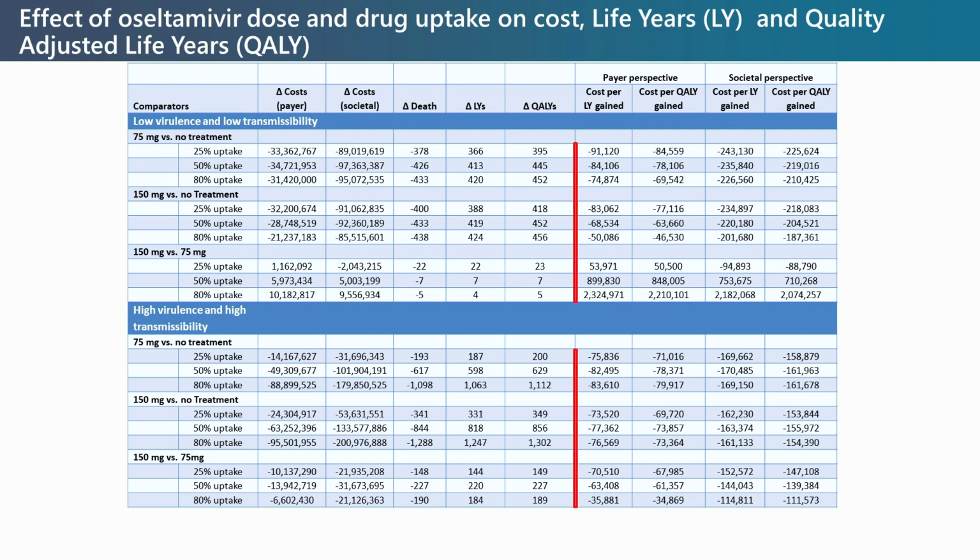So such a table gives the decision for the payers as well as society to assess the controllability of the virus in terms of the information arising from the modeling outputs. And that's the example shown here in terms of the differences between the payer perspective and the societal perspective for the low virulence and low transmissibility scenario. And that's the similar table for the second scenario, which is the high virulence and high transmissibility.